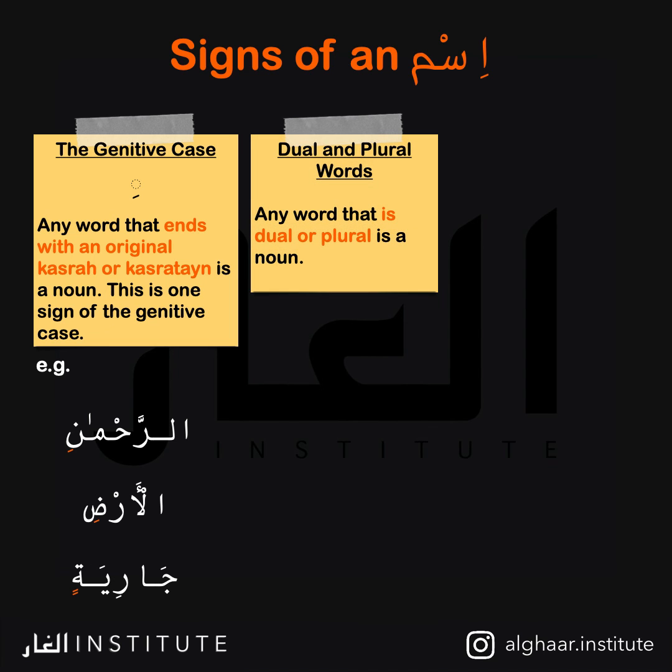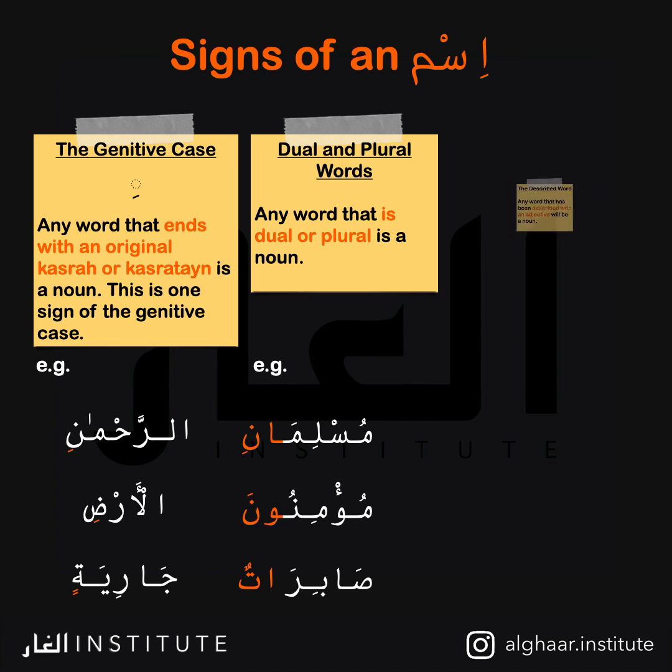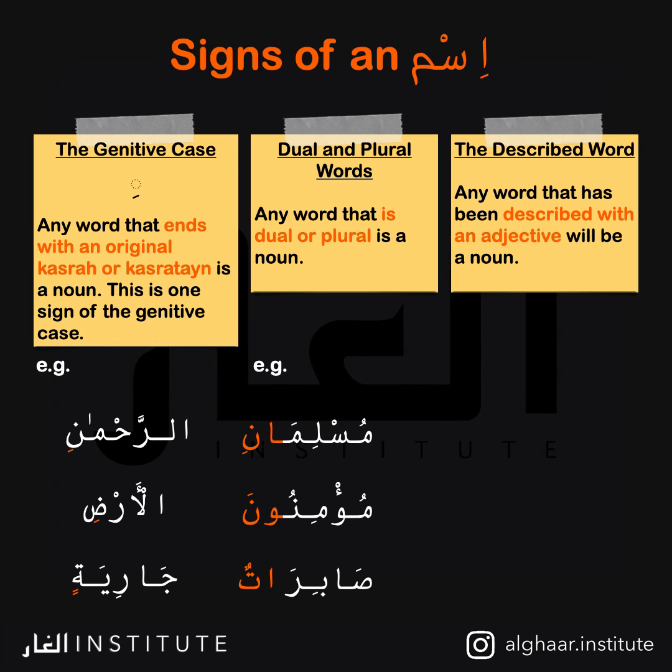The fifth sign is dual and plural words. Any word that is dual or plural will be a noun. So for example, we've got muslimani, which means 2 Muslims, mu'minuna, which means 3 or more believers, sabiratun, which means 3 or more patient women. And finally, we've got the described word. Any word that has been described with an adjective will also be a noun.